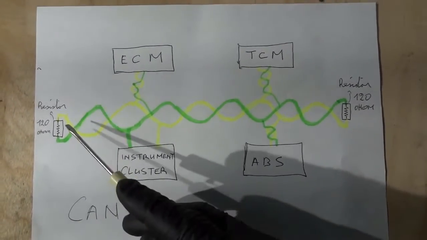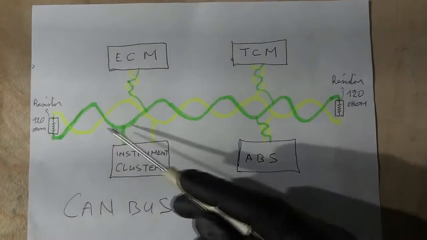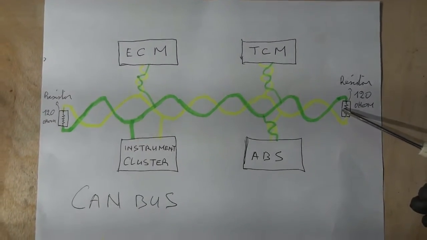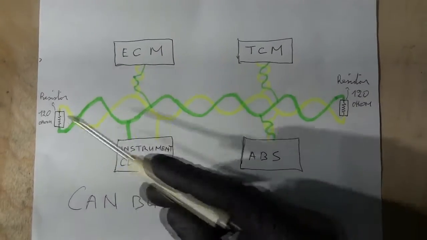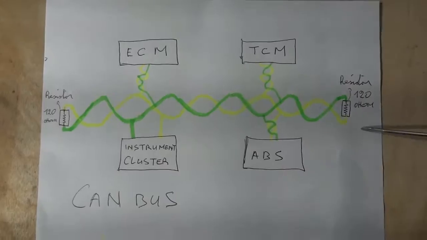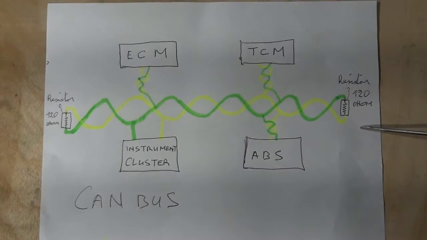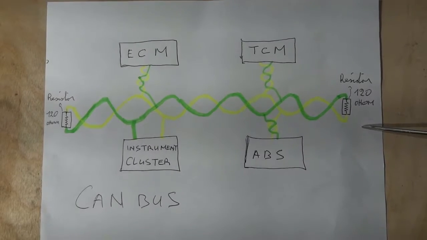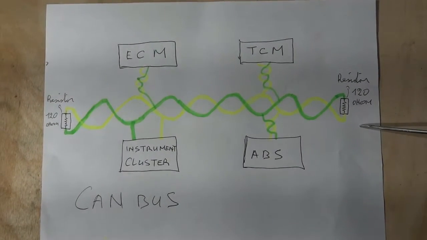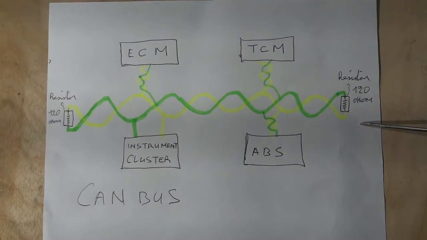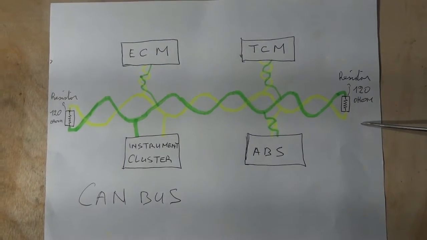You might say, well, why do we have these resistors? These resistors are called terminating resistors. We have these two 120 ohm terminating resistors because the CAN bus is a high-speed data bus, and as a signal travels down the data lines, if it's not terminated, part of that signal will reflect back and interfere with the next data signal coming down the line.